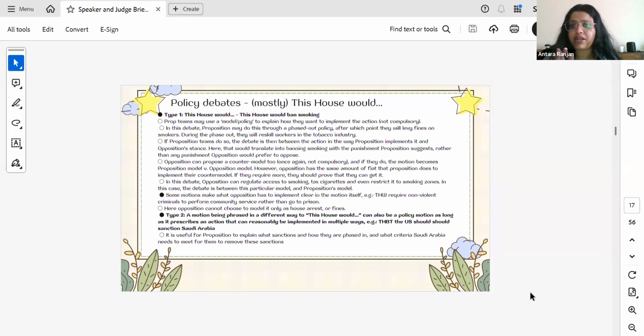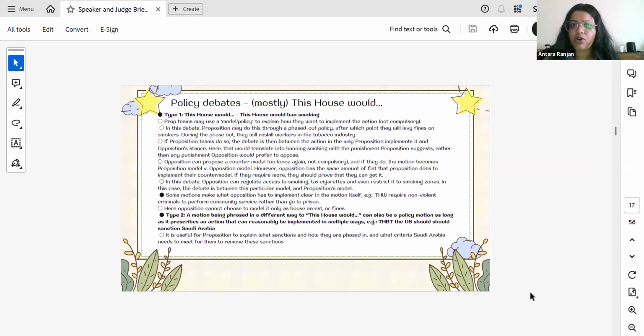If side government in a policy motion chooses to give a model like this, if they choose to implement it as a policy, the debate becomes, can this policy be implemented, right? So what does opposition's job here become? It becomes, well, can smoking be banned the way side proposition suggests it? Is this a model that can be implemented in society, right?